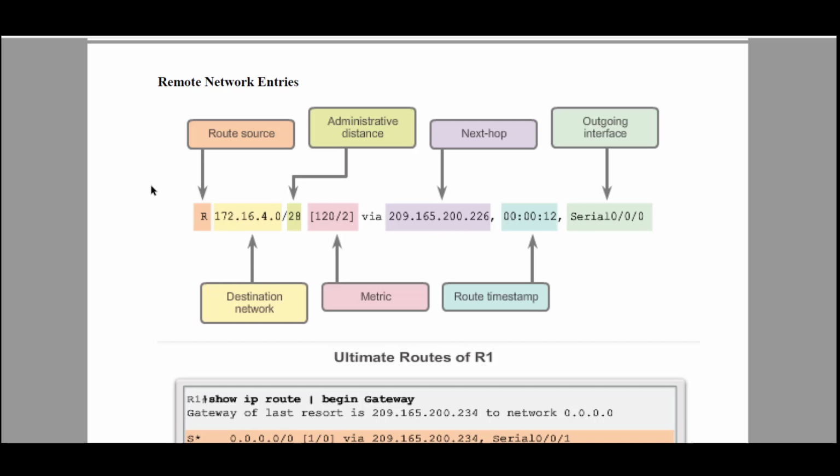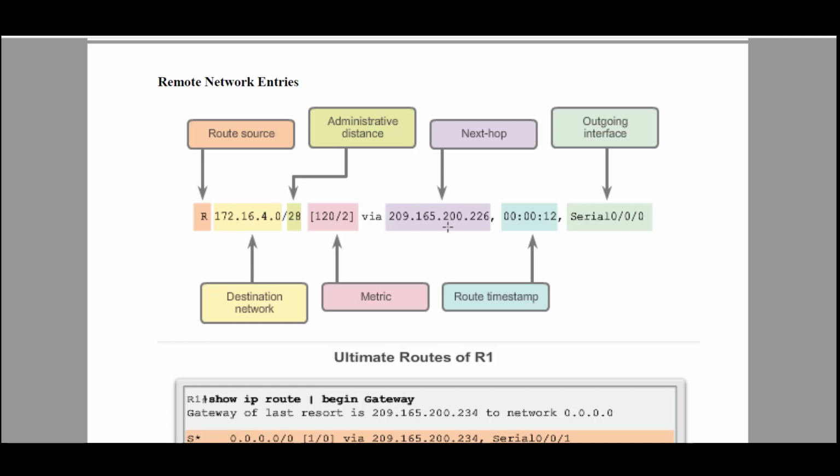So if you take one line in your routing table, it should look like this. The first one is the source. The source says how you learned this: by using the RIP protocol, IGRP, EIGRP, OSPF, whether it is static or directly connected. Then this is going to be your destination, and this is the subnet mask, and this is the administrative distance value. 120 is the administrative distance value. Next is the metric.